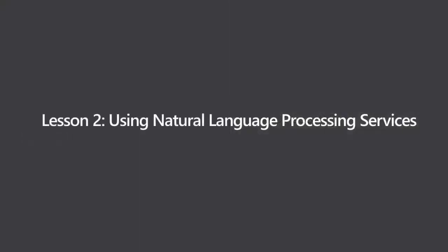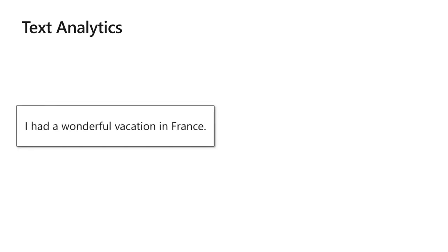So let's continue with the second part of this module, which is really using natural language processing services. Let's take a look at each one of them. The first one is text analytics, and as the name suggests, it is used to analyze text documents. For example, you use the text analytics service to analyze the text, "I had a wonderful vacation in France." The service can determine the language that the text is written in. So it will probably say predominant language, English.